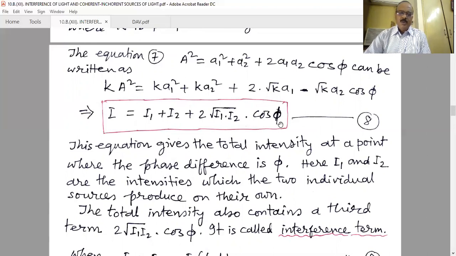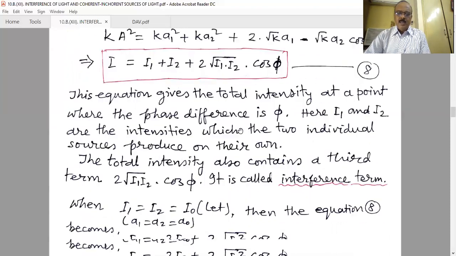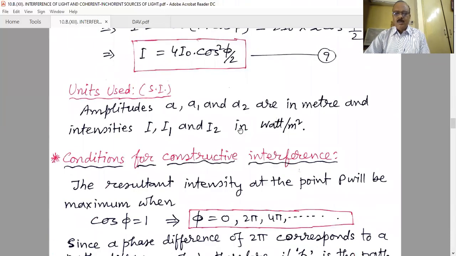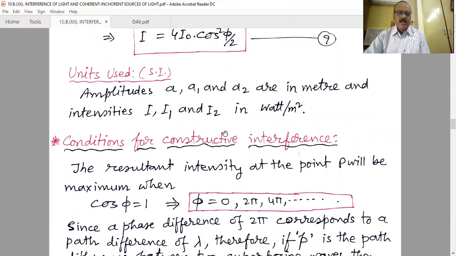What is the maximum value of the cos of phi? That is 1. And minimum value, that is -1. When cos of phi is 1, at that time we get maximum intensity I. And according to our definition, that is the condition for the constructive interference, where we get the maximum intensity. At that place, we are saying the constructive interference has taken place.